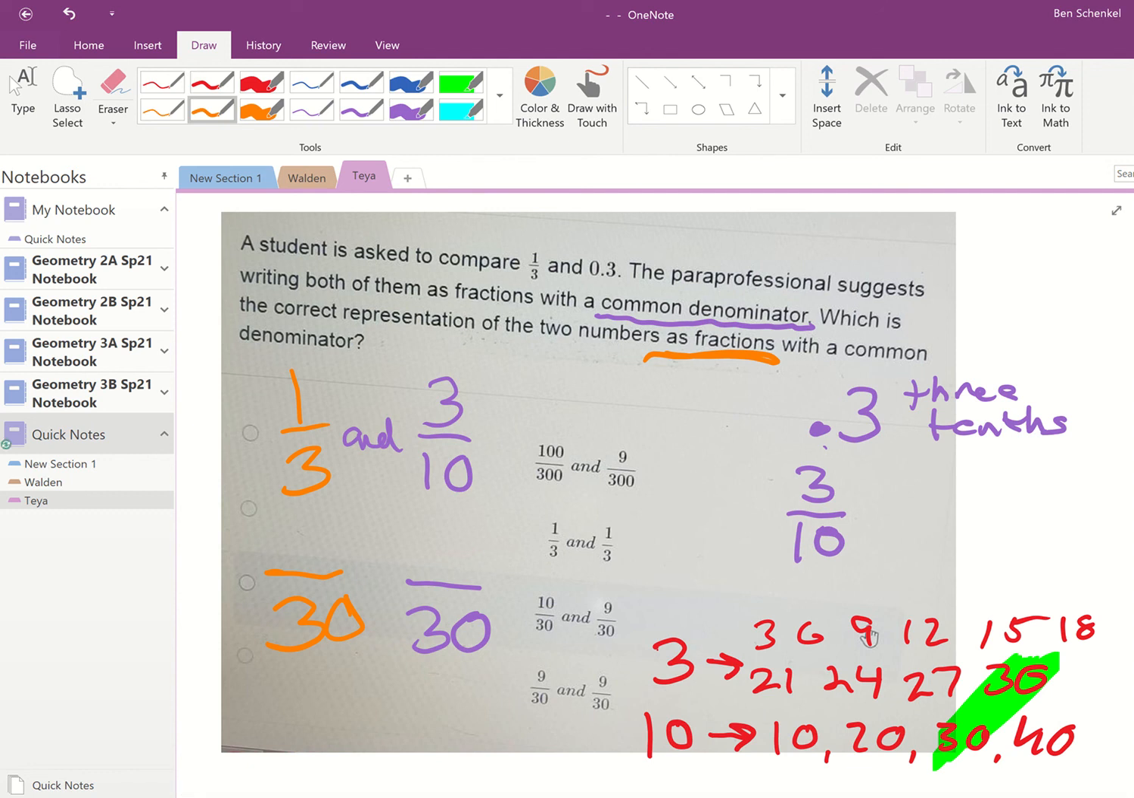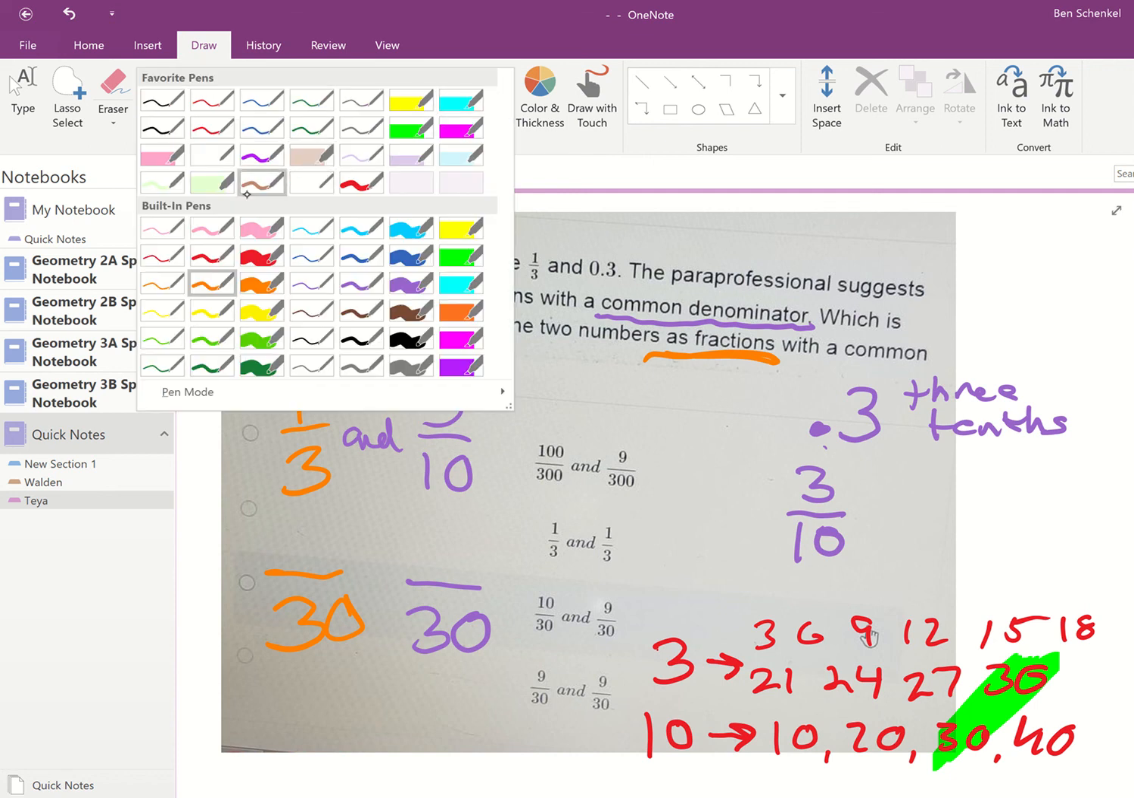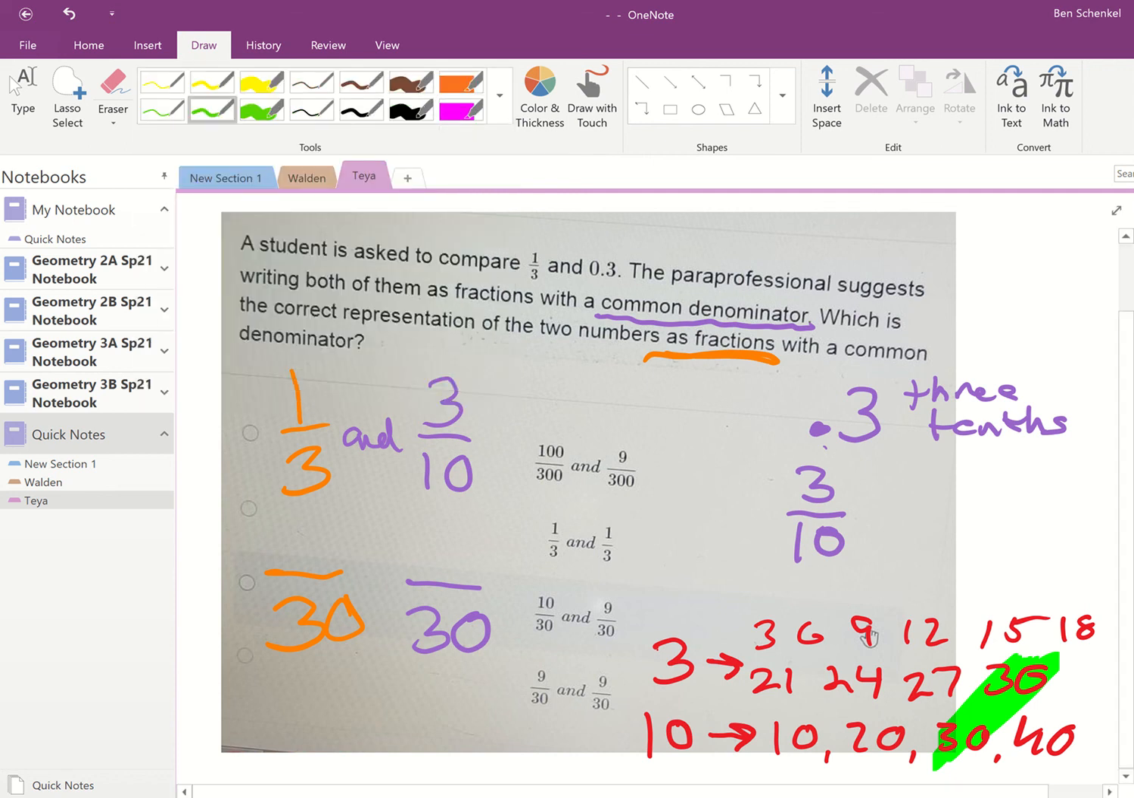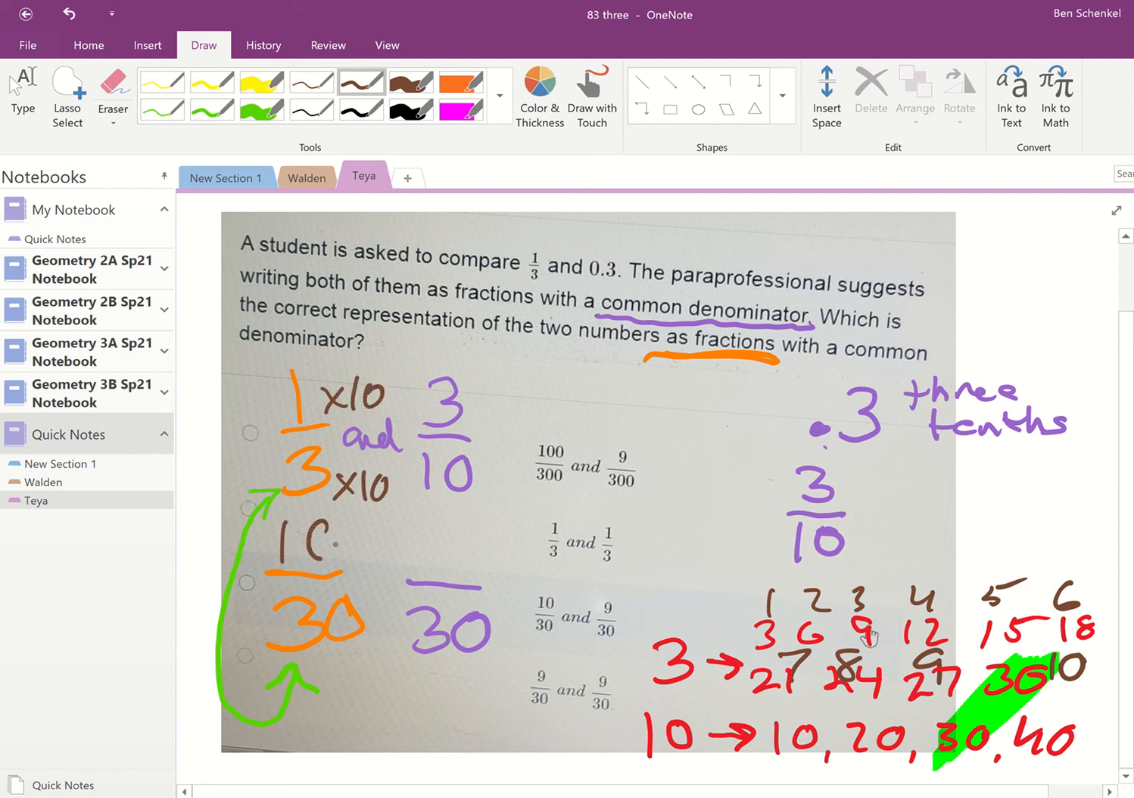So now I have to think. I'm always multiplying here anytime you're changing denominators and numerators of fractions. So if I look at the first one, the orange one, 1/3, I have to figure out what I multiply 3 by to get 30. Well, here I can see 1, 2, 3, 4, 5, 6, 7, 8, 9, 10. So I know 3 times 10 is 30, so then I also have to multiply the top by 10. 1 times 10 is 10. And do the same thing for the other one.